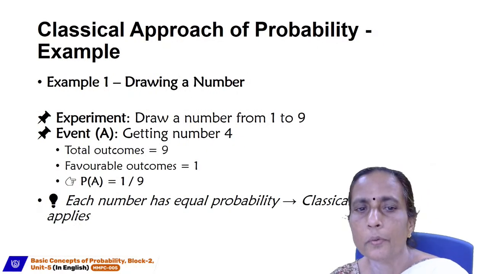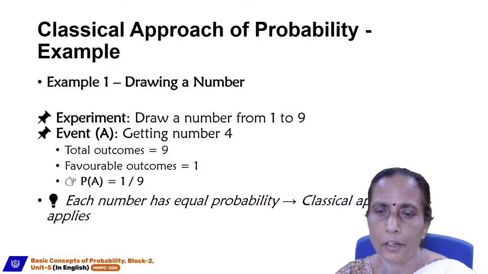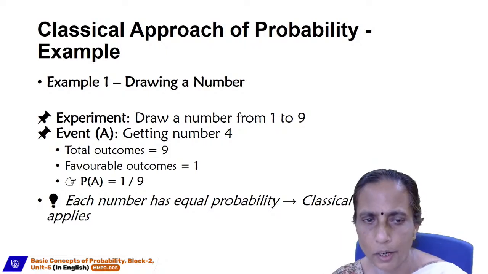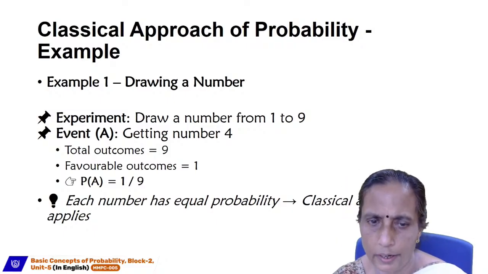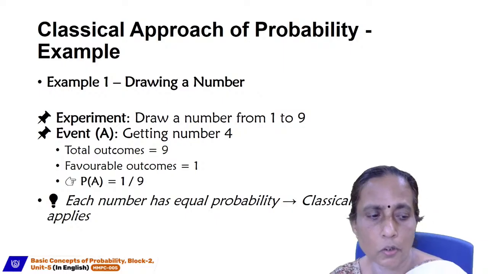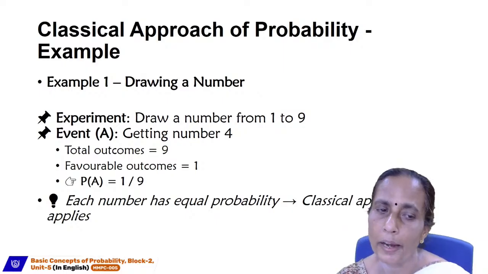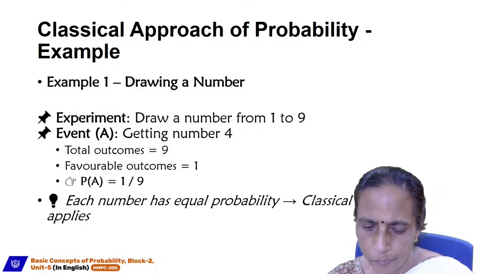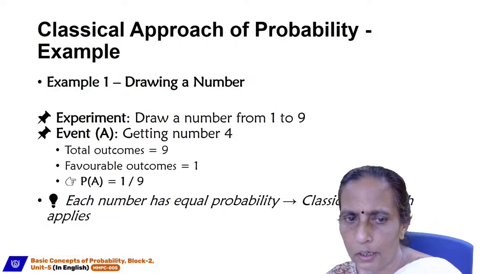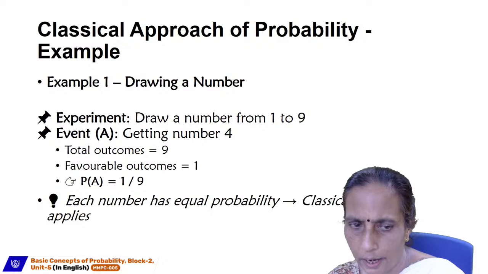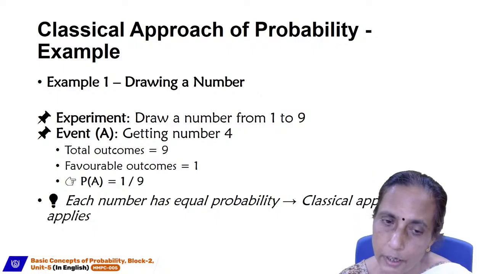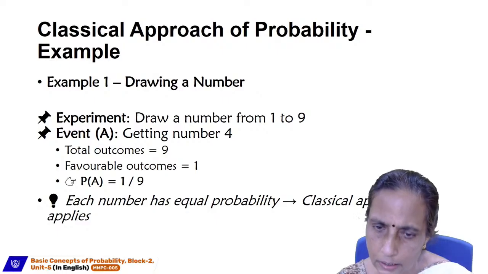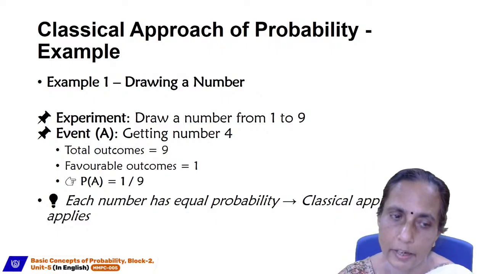For example, suppose I have 9 numbers, 1 to 9, and I am drawing a number, getting the number 4. The total outcomes are 9. The favorable outcome is 1, that is 4. So the probability of getting A is 1 by 9. The number of favorable outcomes is 1 and the total number of outcomes is 9, so 1 upon 9 is the probability of getting the number 4. Each number has equal probability. If that is the case, only then does the classical approach apply.